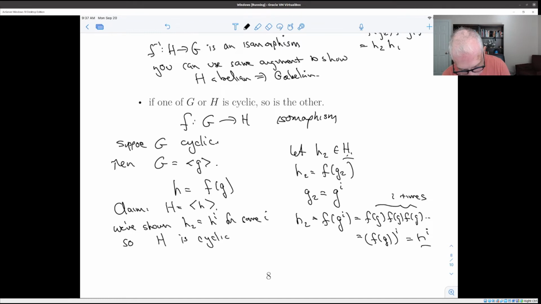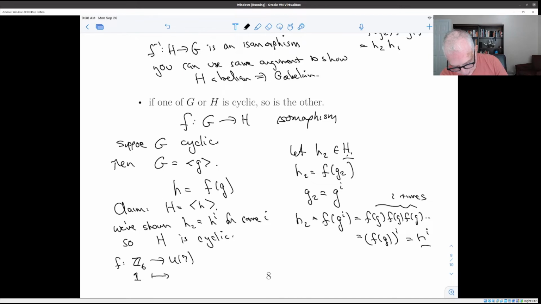And even more, if this is an isomorphism, then the image of a generator has to be a generator. And we did also see this in the case of Z6 and U of 7. You remember that we had the map F from Z6 to U of 7. The generator of Z6 was 1.